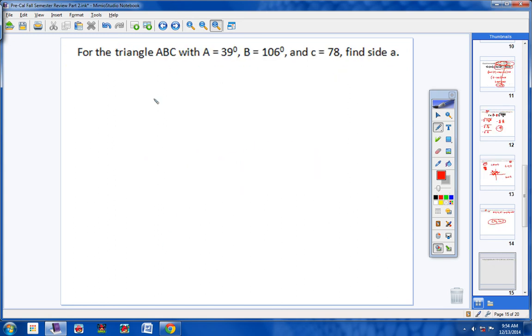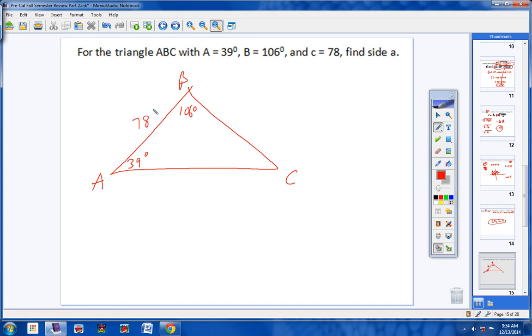Moving on, for the triangle A, B, and C, find side A. Now you know Mr. Earhart, I just draw a regular triangle up here. I'm not going to get fancy. A, B, C. I fill everything in. 39 degrees, 106 degrees, and C is 78. We're going to find side A right here, okay?